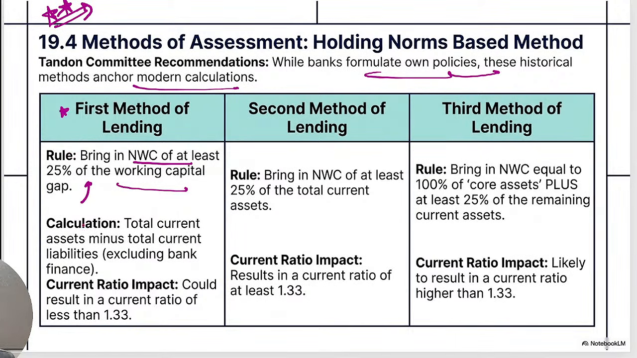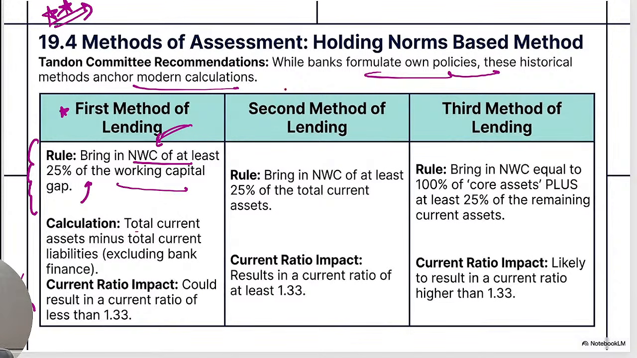That is this calculation: total current assets minus current liabilities, excluding bank finance. The current ratio could result in less than 1.33. You can ignore this particular part also. Okay. The first method says you have to bring net working capital of at least 25% of whatever your working capital requirement is. You have to arrange that 25% from long term sources, then only will we go for the finance.